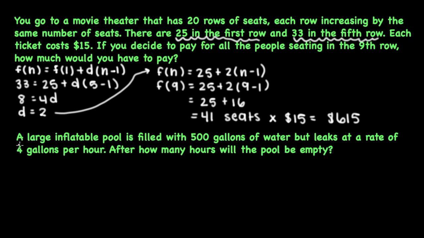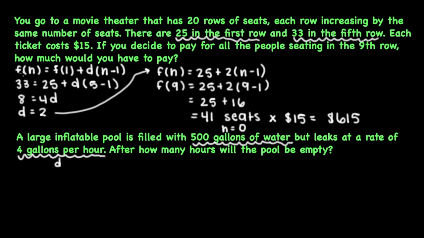Now this next problem states, a large inflatable pool is filled with 500 gallons of water, but leaks at a rate of 4 gallons per hour. After how many hours will the pool be empty? So this may seem like a regular rate of change problem, but you can also think of it through arithmetic sequences. We know that 500 gallons of water is our amount when n is equal to 0, and we know that 4 gallons per hour is our common difference d.